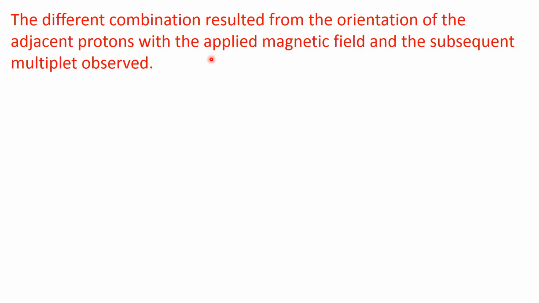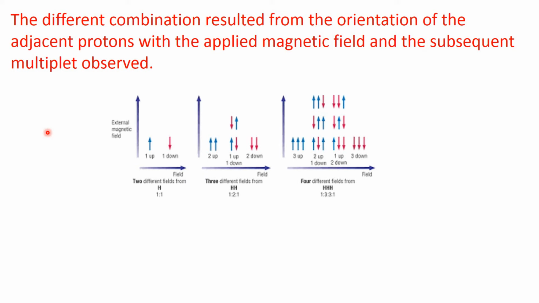Now we see the different combinations resulting from the orientation of the adjacent protons with the applied magnetic field, and the subsequent multiplet observed. Look at here. If for a particular proton there is only one neighboring proton, then two different fields will arise. One field is when this neighboring proton's field is aligned with the applied magnetic field, and the other is when the neighboring proton's field is opposite to the applied magnetic field. In that case, you will get a signal ratio of 1:1.